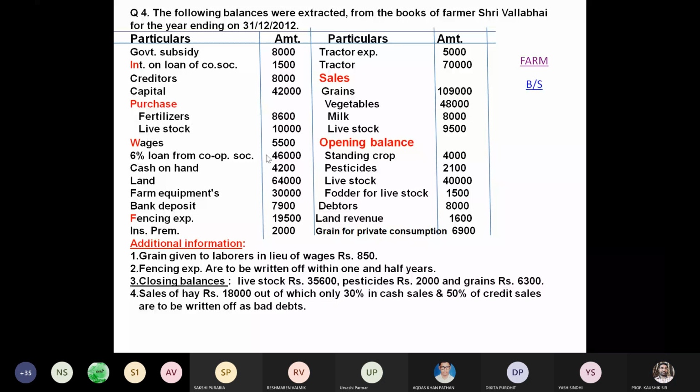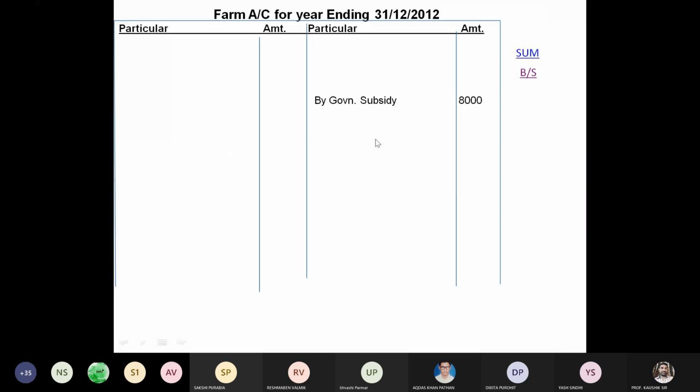Okay, so go to the farm account. Interest on loan as expenditure, outstanding 1,260, total 2,760.